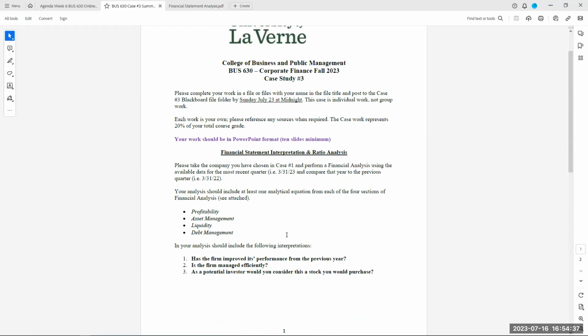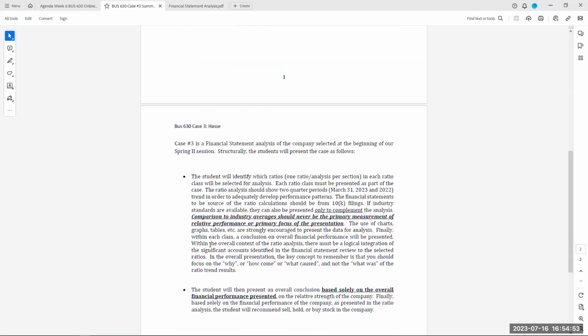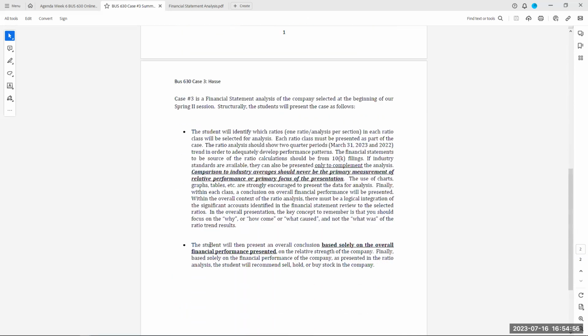You are to take one equation from that analysis and find those numbers for the quarter ending March 31st, 23 and March 31, 22. 2-year analysis of those numbers. Once you have that completed, then I'm asking you to do an analysis comparing the financial performance of the company. Why do you think the numbers changed? How do you think the company is doing? Give me an analysis of your analysis of this company.